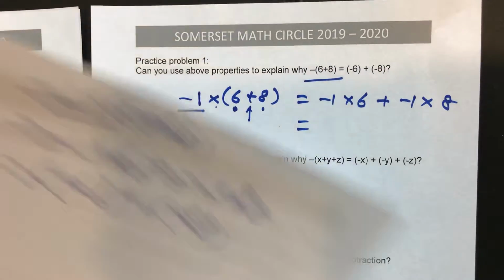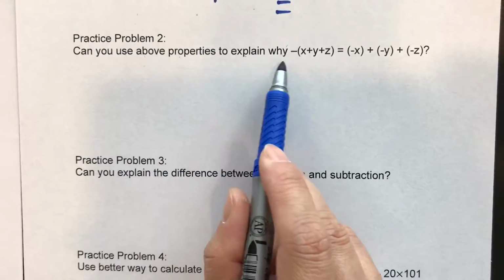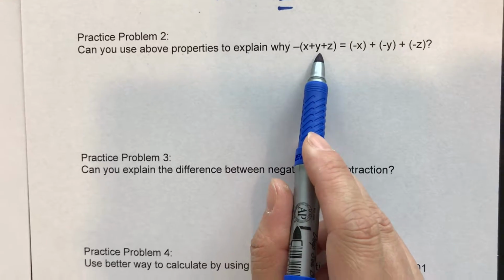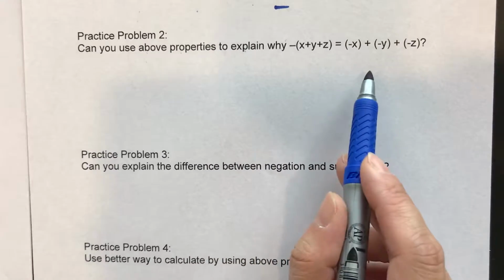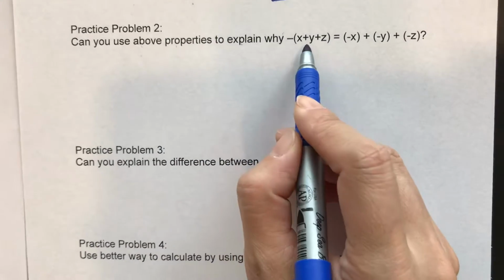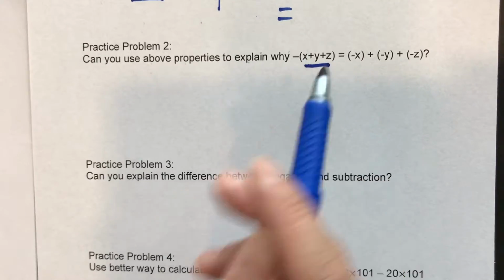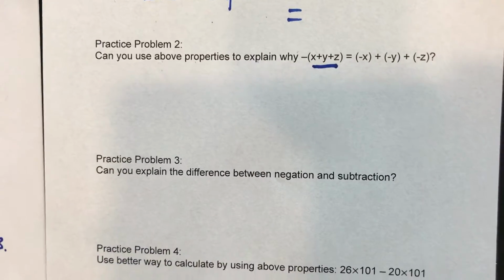Okay, now let's look at the second problem. Can you use above properties to explain why negative bracket x plus y plus z equals this? This problem is very similar to the first one. The difference is you have 3 terms inside the bracket instead of 2. So we would like the student to figure this out.